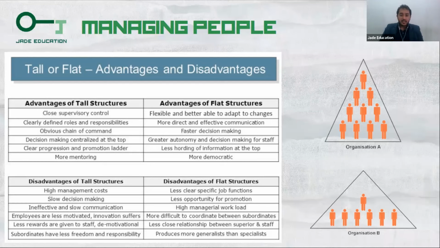Well, in a tall structure, everyone has a narrow scope. They know what they're doing. There are only a few employees working under them. And there's a clear progression, guys. They know that after this person, there's this person, there's this layer, and this layer, so I can be assistant manager, manager, all of that. There's a clear chain of command. Everyone knows what's happening.